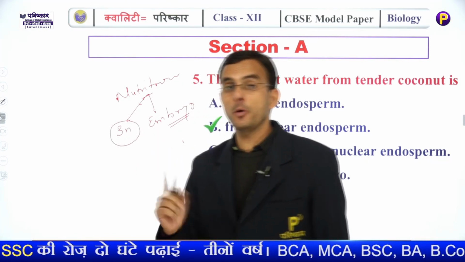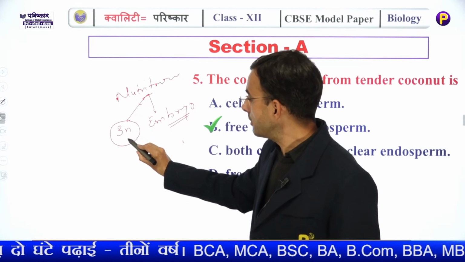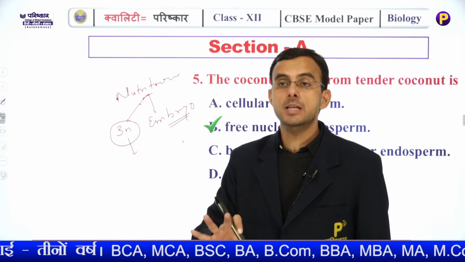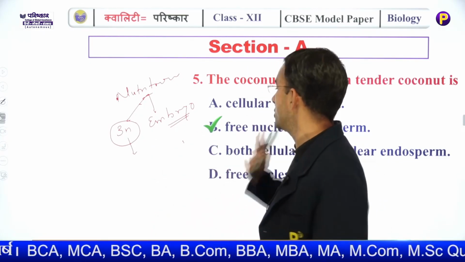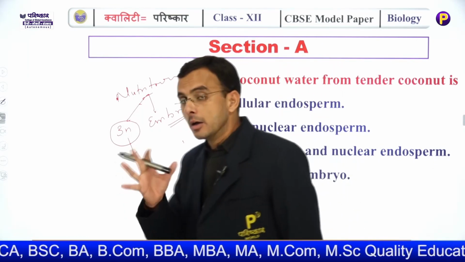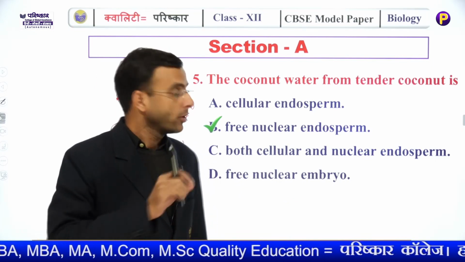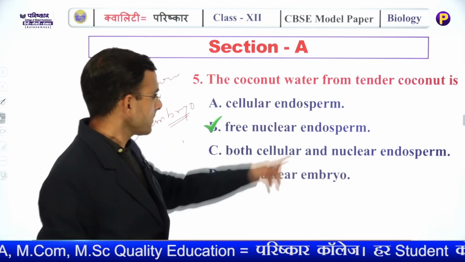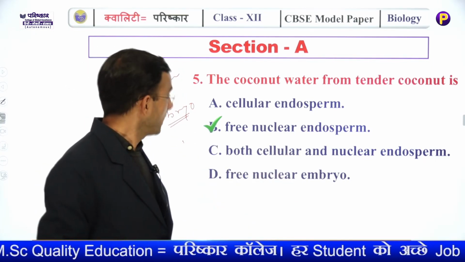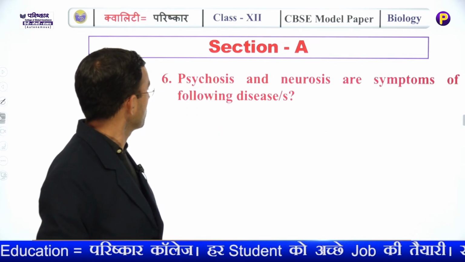That means triploid condition, and that triploid nucleus or cell will multiply and form a tissue, and that tissue will be used by the plant for the development of the embryo in the seed. Okay, so that is the endosperm, and coconut is the endosperm.